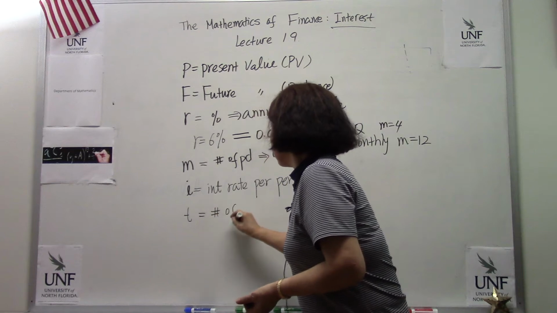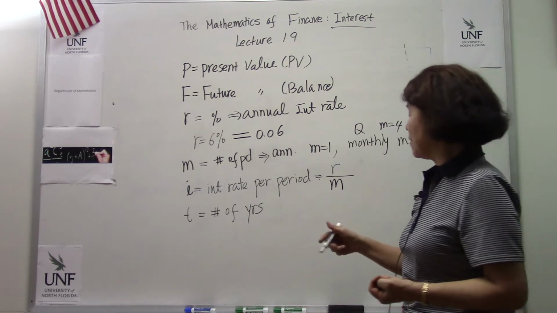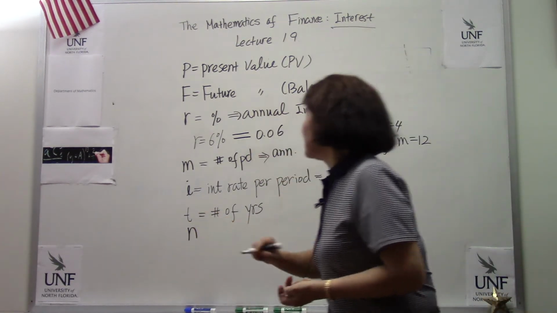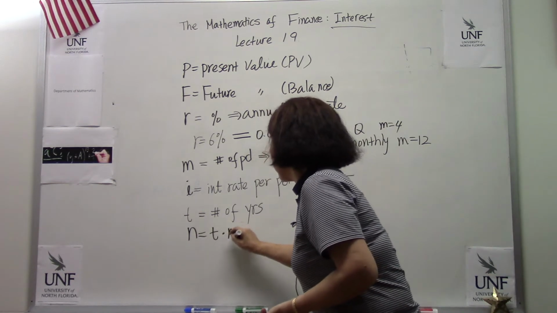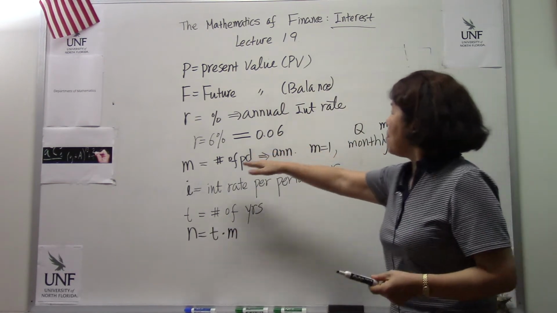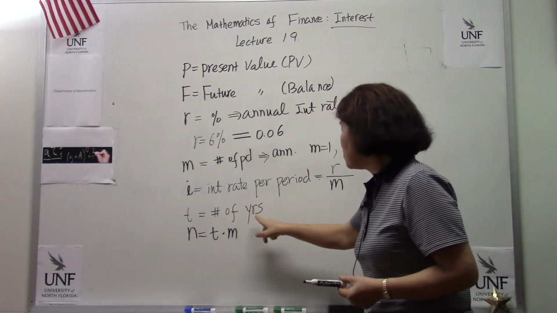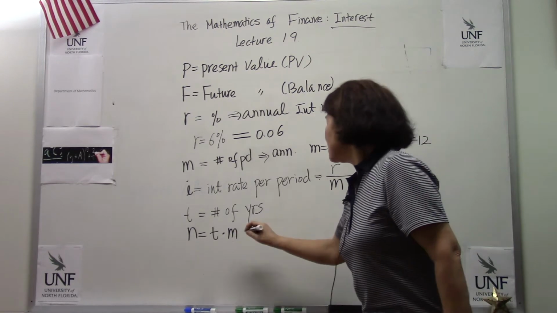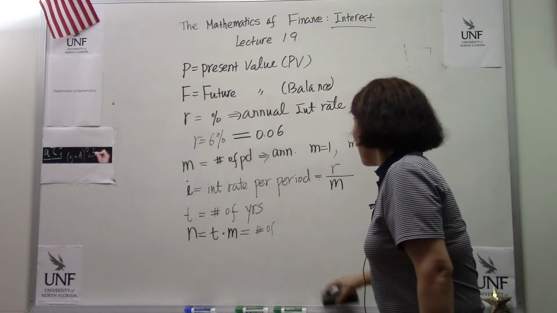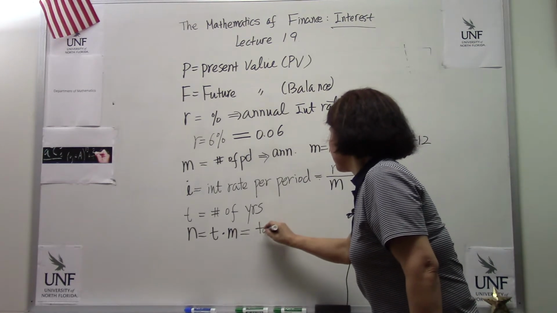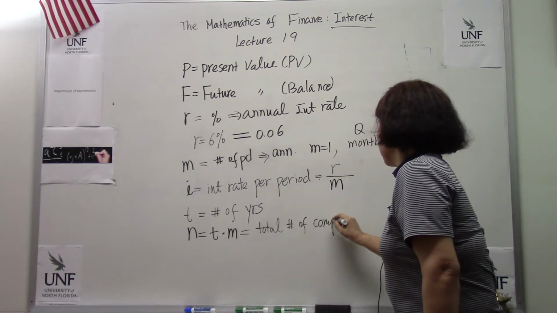number of years for your investment, okay? And n, this is the last one. Little n is t times m. You see, number of periods in a year times number of years. So this is the same as the total number of compounding periods.